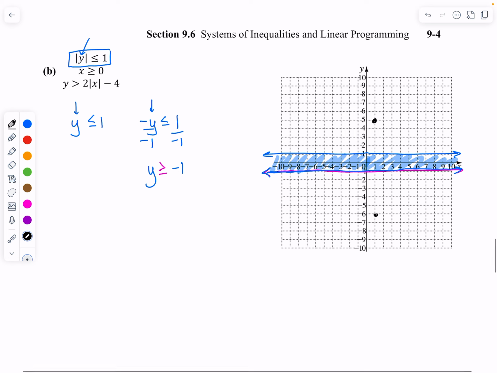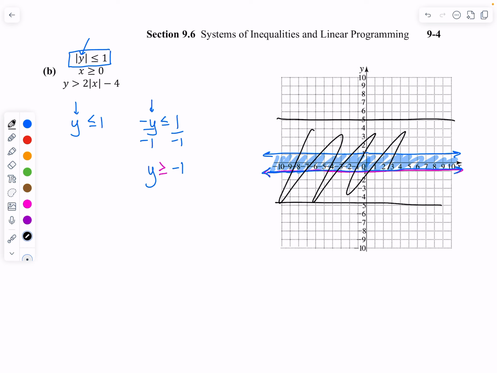And this point down here, negative 6. If I take the absolute value of that, that's 6. It's not less than 1. It's only these in here that if I take the absolute value of the y values, it's going to be less than 1. So that's just a neat thing to remember. If I had the absolute value of y is less than, say, 5, then it would be 5 and negative 5, and it would be everything shaded in between.